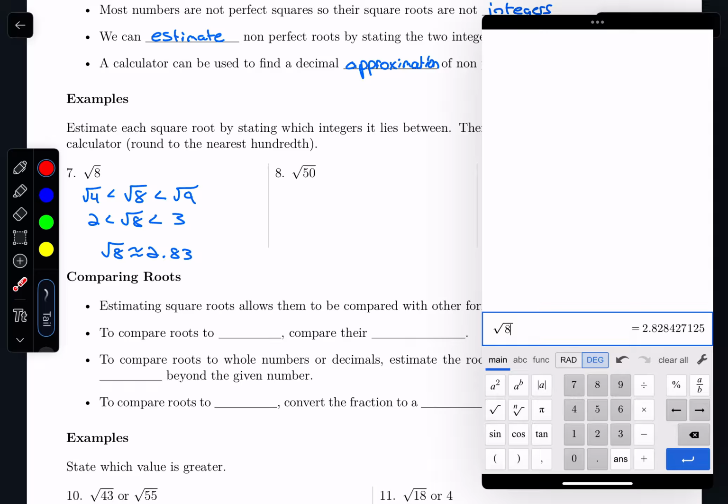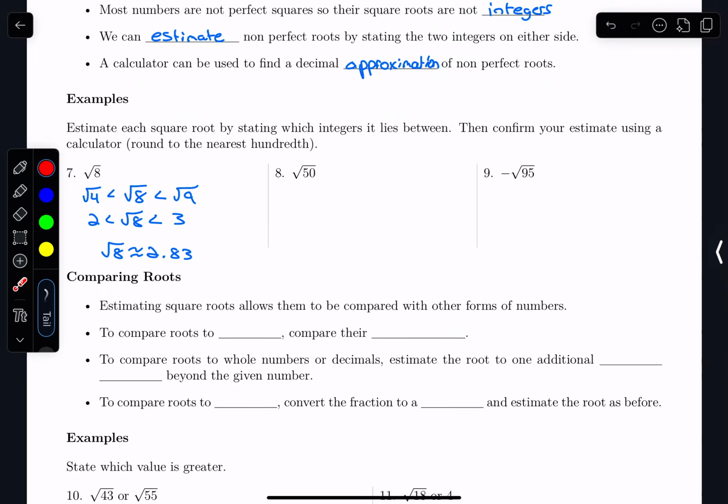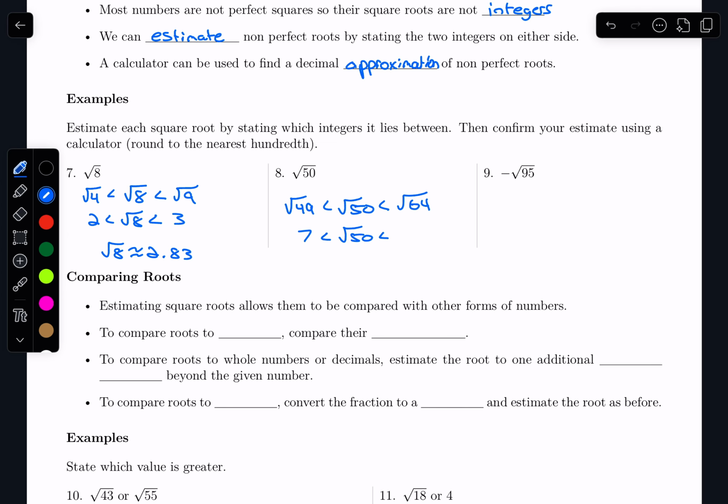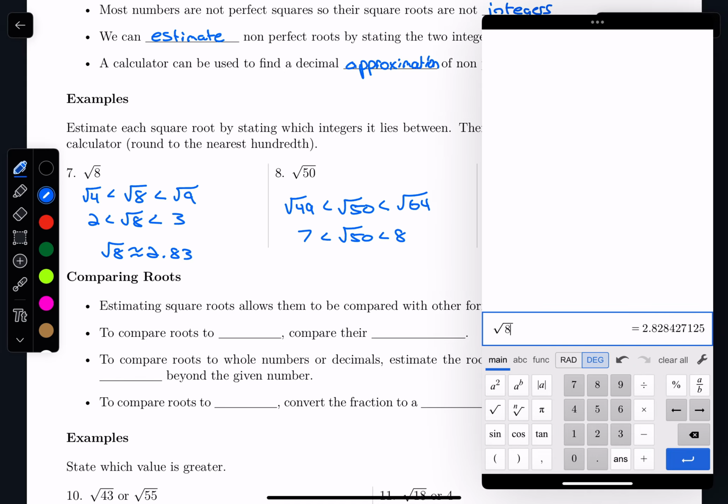All right, number 8, we have the square root of 50. 50 is between two perfect squares. Square root 49 is less than it. And then after 49, which is 7 squared, we jump all the way to the square root of 64, which is 8 squared. So we can say that the square root of 50 is bigger than 7, but less than 8. And so now let's just approximate with the calculator.